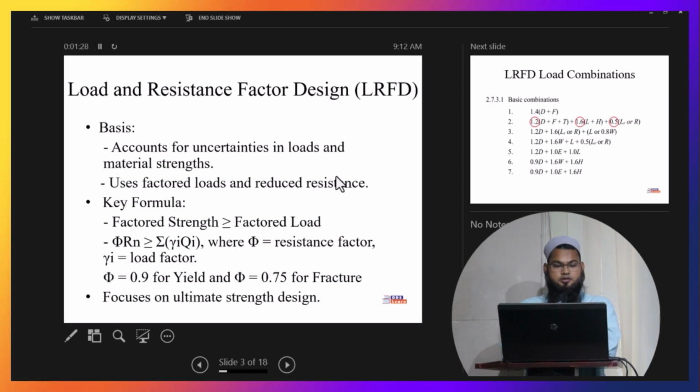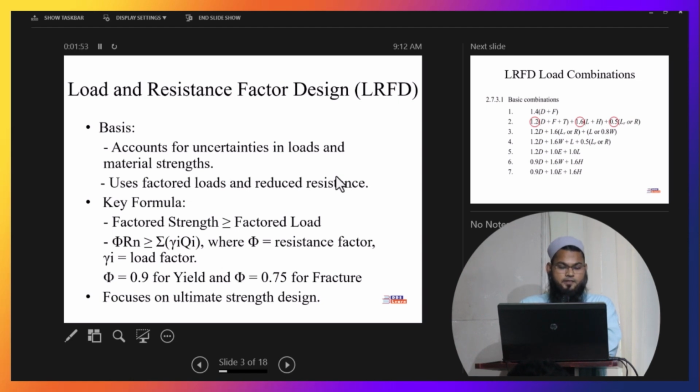Load and Resistance Factor Design basis accounts for uncertainties in loads and material strengths. It uses factored loads and reduced resistance. The key formula for the LRFD method is: factored strength is greater than factored load.